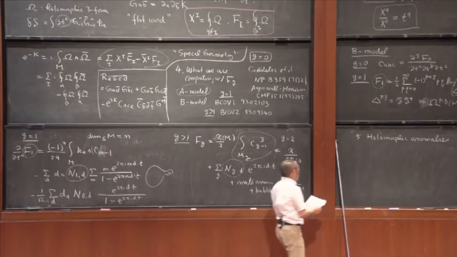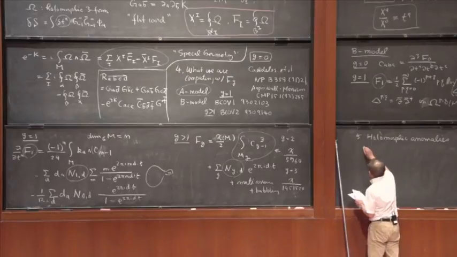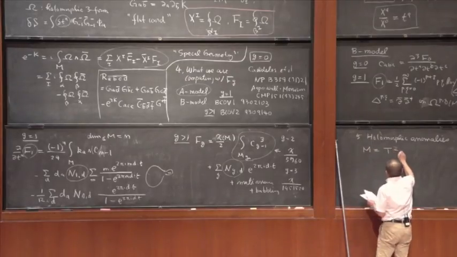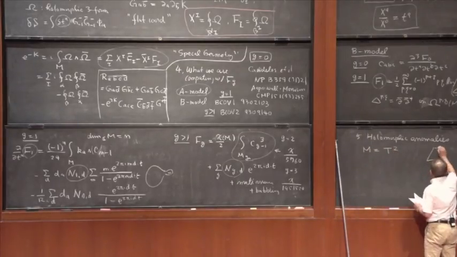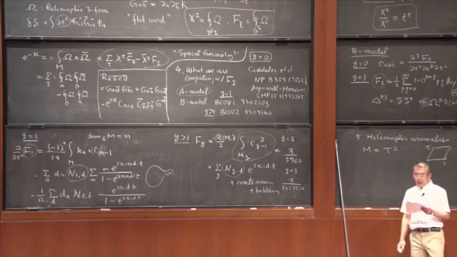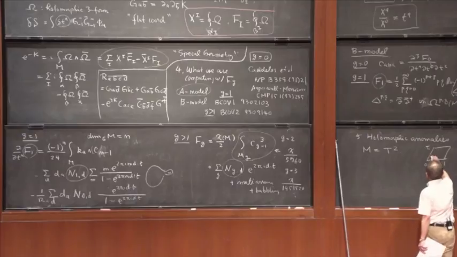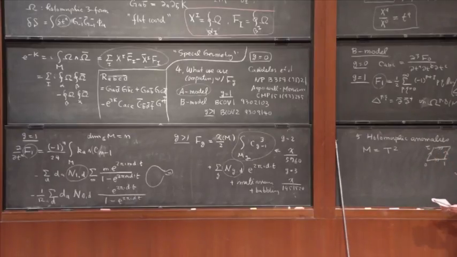Okay, so for example, let's consider the case when the target space is a torus, which is the simplest Calabi-Yau manifold you can think of. So let's consider this as a target. You can have a parallelogram with sides identified like that. This is a target space, not the worldsheet. This is the target space.